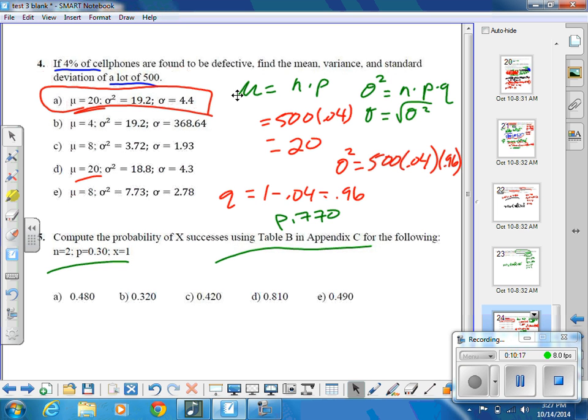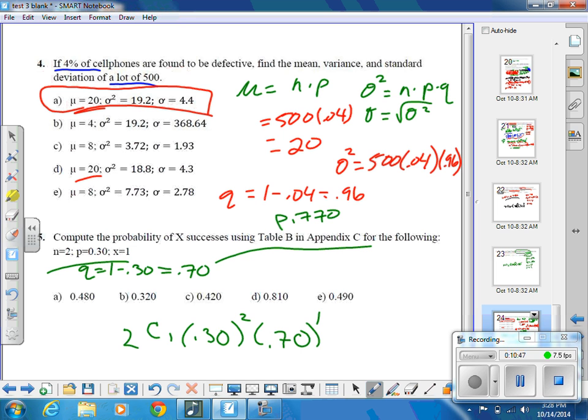Now, let's go down here to the very last one. Alright, and I'm going to plug it into the formula, so if you had to, you knew what it looked like. So I have p, but I don't have q. 1 minus 0.30 is 0.70. Okay, so if I had to set this up, this would be 2 choose 1, times 0.30 to the second power, times not 60, 70, sorry, times 0.70 to the first power. Okay. And that would be it. That's all I have to do.